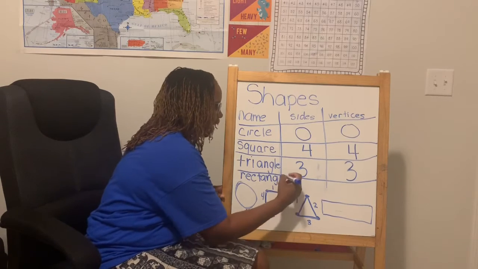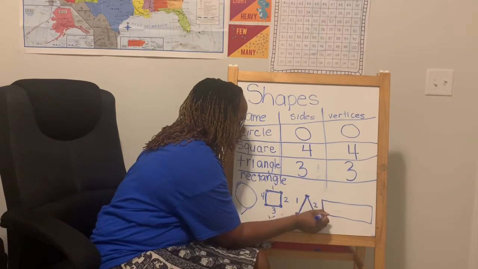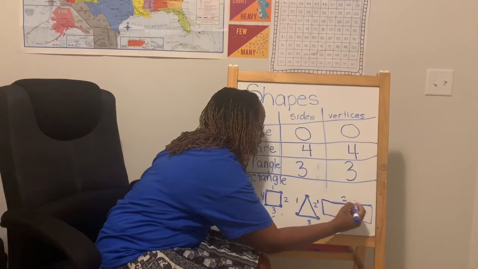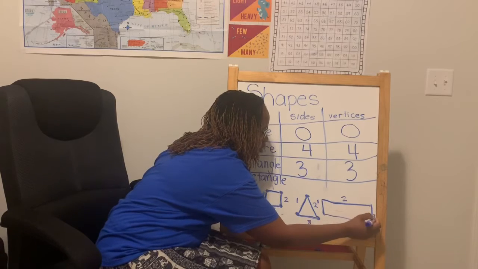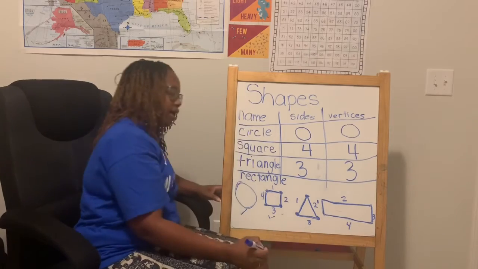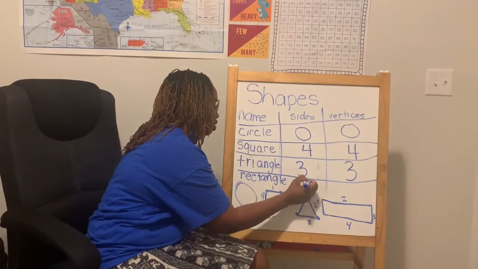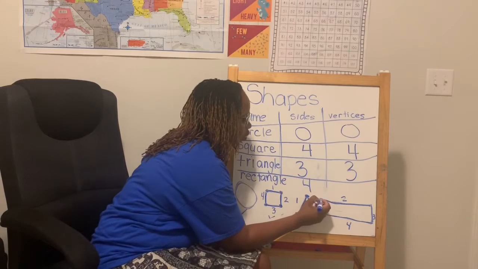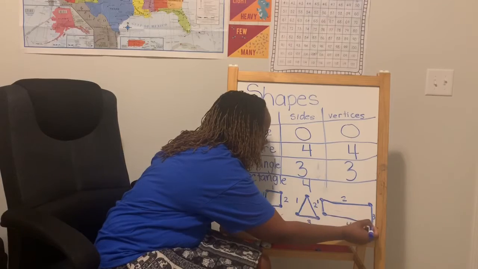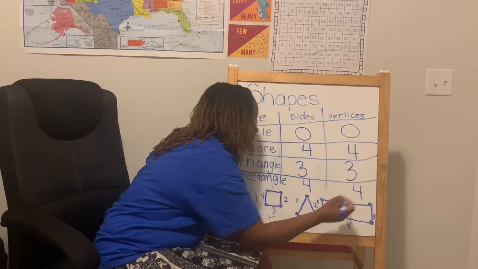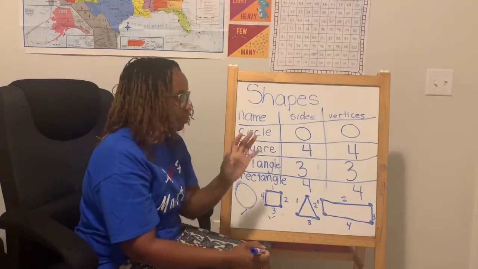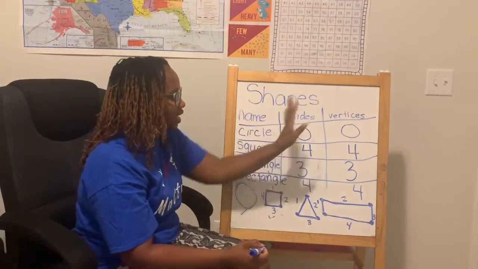Now let's look at our sides. 1, 2, my long side, 3, my short side, 4, my long side. 4 sides to a rectangle, and where do those sides meet? 1, 2, 3, 4. So this is all about the shapes that we talked about, their sides and their vertices.